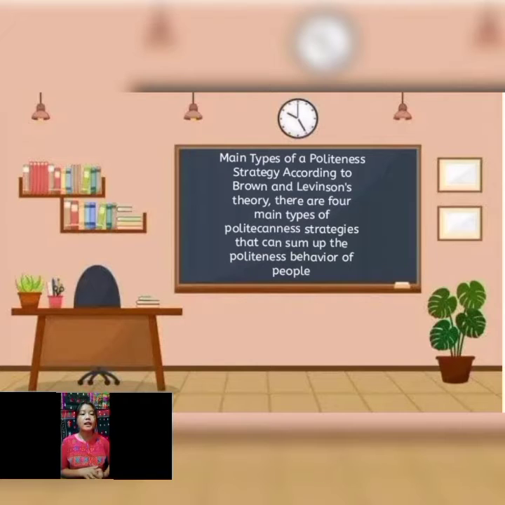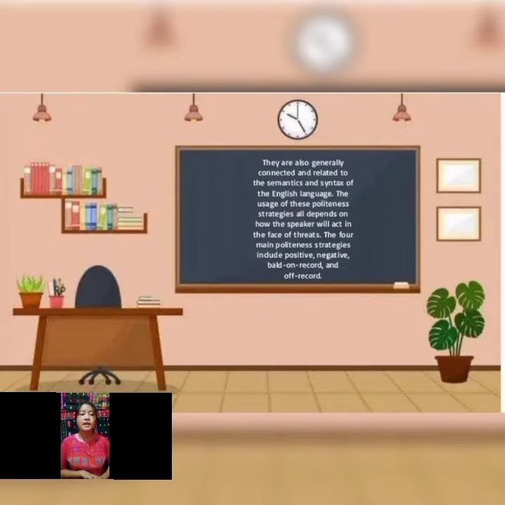Main types of politeness strategy. According to Brown and Levinson's theory, there are 4 main types of politeness strategies that can sum up the politeness behavior of people. They are also generally connected and related to the semantics and syntax of the English language. The usage of these politeness strategies all depends on how the speaker will act in the face of threats. The 4 main politeness strategies include positive, negative, bald on record, and off record.